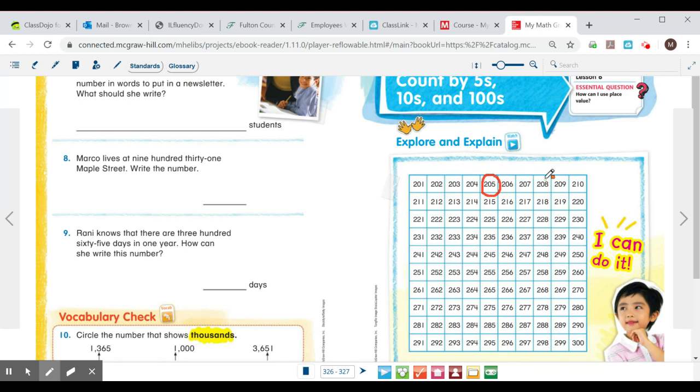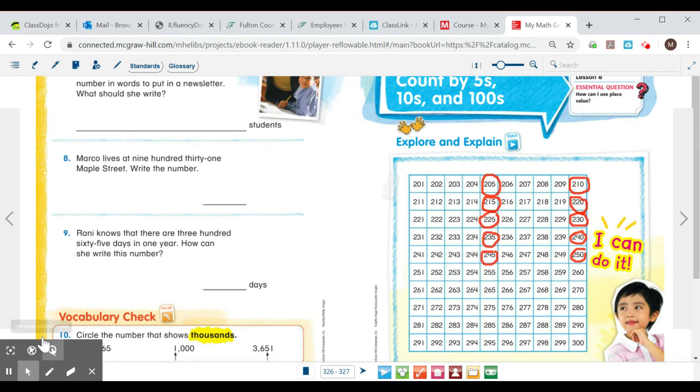1, 2, 3, 4, 5. And that puts me at 210. If I wanted to continue counting by fives, I would count up 1, 2, 3, 4, 5 more. And that would give me 215. 1, 2, 3, 4, 5 at 220. I could continue this same pattern all the way through my number chart to give me 225, 230, 235, 240, 245, 250.